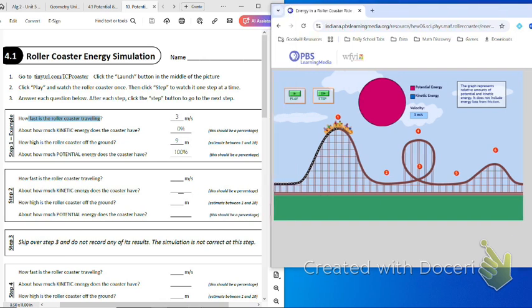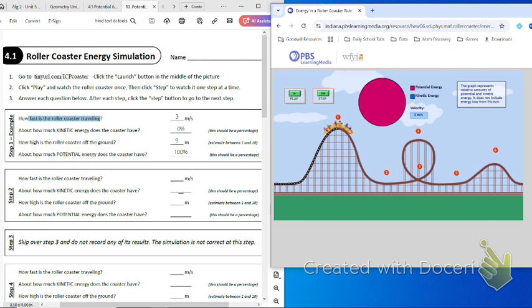Then it says how much kinetic energy does it have. So at this spot, step one, this pie chart is all pink, which means it's all potential. None of it is kinetic. So 0%.